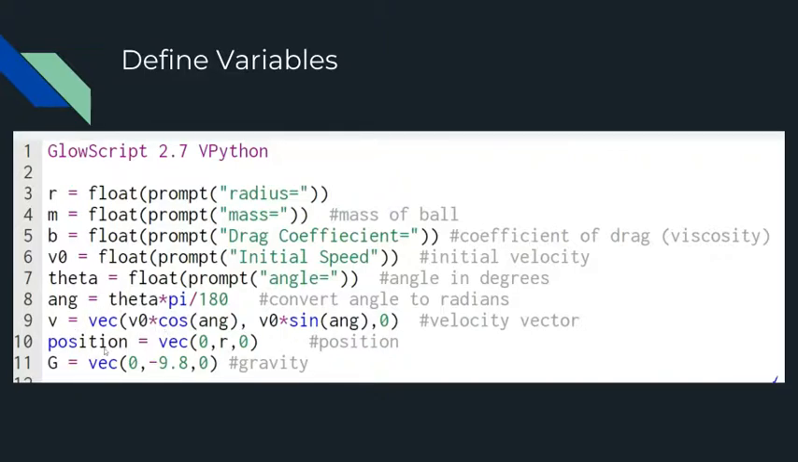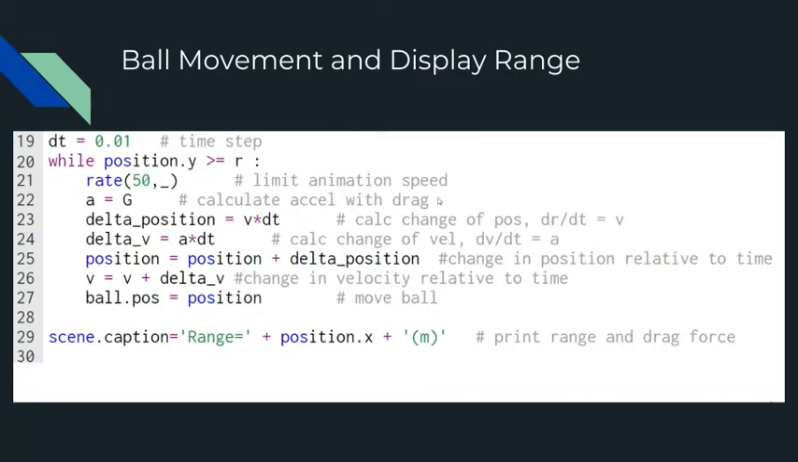Moving on to line 10, this is the initial location or position of our ball. It's moved up the radius of the ball in order to make it rest on the ground. And then line 11 defines our gravity in vector form, and it's just negative 9.8 meters per second squared in the y direction. Alrighty, so this is the actual physics behind our simulation. That's where all our variables come in and actually make the ball move.